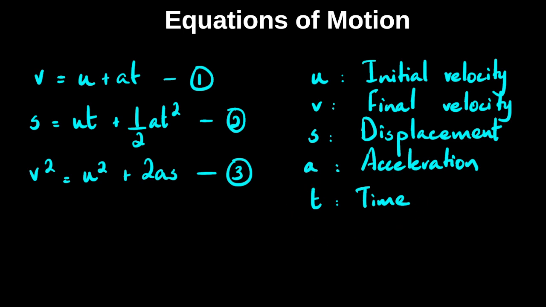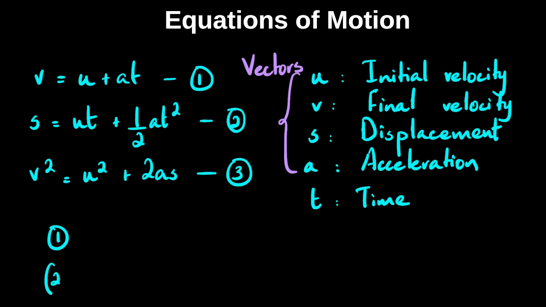With the exception of t, all of the other symbols u, v, s, and a are all vector quantities. So all of these are vectors, right? And obviously then time is a scalar quantity. Let's also, before going on to the example, talk about the validity of equations of motion.